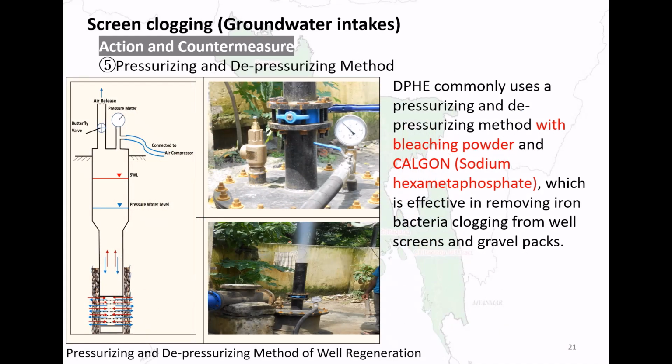The most commonly used regeneration method by DPHE is a pressurizing and depressurizing process using bleaching powder and the dispersing agent commercially known as Calgon, sodium hexametaphosphate. The DPHE Groundwater Division has practiced this method since the introduction of regeneration activities. It is highly effective in removing iron bacteria clogging from well screens and gravel packs. The method and its setup are described on the following page.